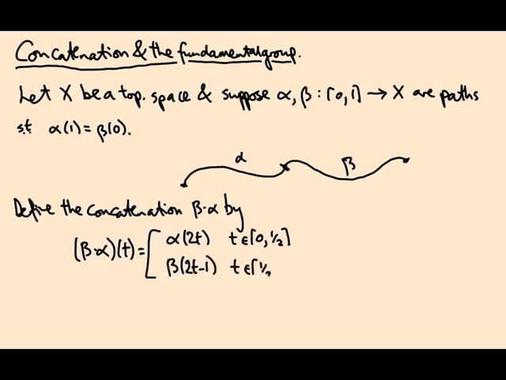Let's check that does the right thing. At time a half, 2t minus 1 is 0. So you do indeed get to beta of 0 at time a half. And then at t equals 1, you get 2 times 1 minus 1, that's 1. So you get to beta of 1. So this is alpha of 0. This is alpha of 1, which equals beta of 0. And this is also equal to beta dot alpha of a half.